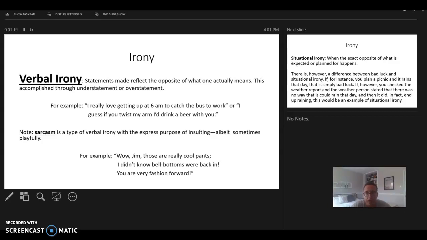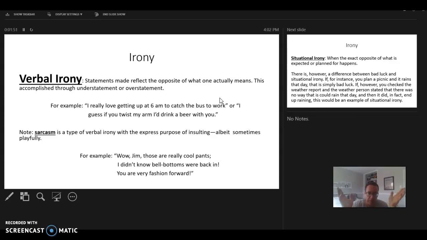A lot of us are pretty proficient in verbal irony, right? Sarcasm is a kind of verbal irony that a lot of people use all the time, right? So verbal irony is a statement meant to reflect the opposite of what it actually means, right? It could be overstatement, understatement, or just saying the opposite, right? A couple examples. I really love to get up at 6 a.m. to catch the bus to work. Obviously, this person doesn't. Maybe some people do, but that's not many people, right? Saying the opposite is just a way of showing the gap between what you want and what you have to do, right? Again, that gap between expectations and reality.